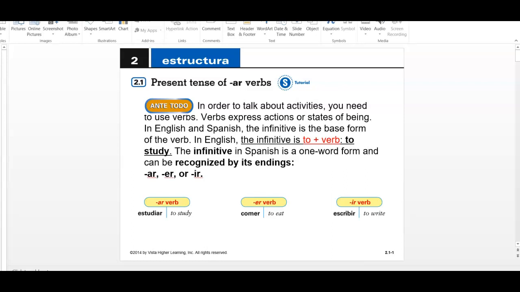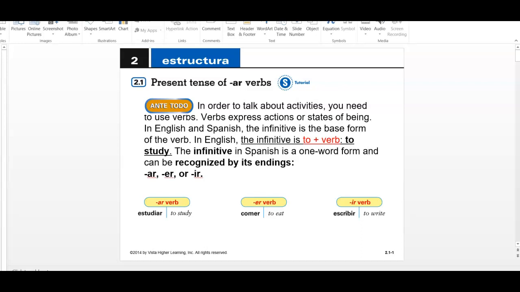Alright, today we're going to talk about present tense of AR verbs. Okay, so starting off it says in order to talk about activities you need to use verbs. Verbs express actions or states of being. In English and Spanish, the infinitive is the base form of the verb.